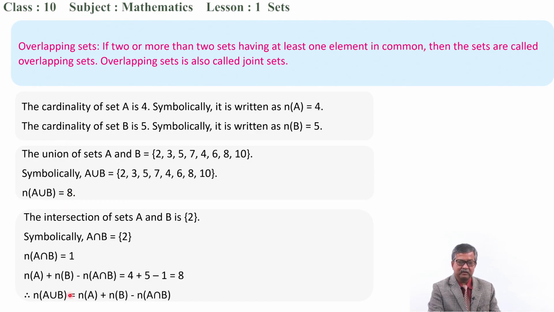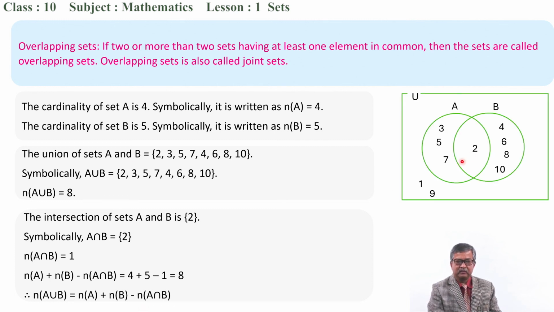Therefore n(A union B) is equal to cardinality of A, n(A), plus cardinality of B, n(B), minus cardinality of A intersection B, n(A intersection B). Let's see this from the Venn diagram, set A, set B. Union means what? These elements and these elements, isn't it? And intersection means only one element. Look.